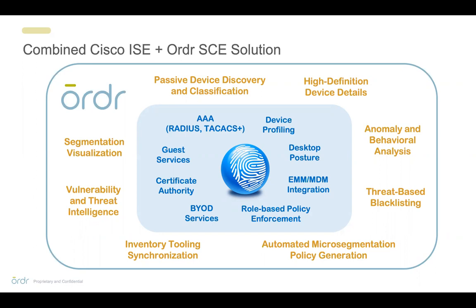Something else that was very often asked is, how can I consume information from my existing asset management systems, or service ticketing systems like ServiceNow? How could I incorporate that data into my ISE solution? That's something Ordr is doing on the back end, providing that broker, if you will, to synchronize and reconcile individual sources of truth and feed the information into ISE. And again, segmentation visualization. After you apply segmentation policy, how do I know that it's actually working?